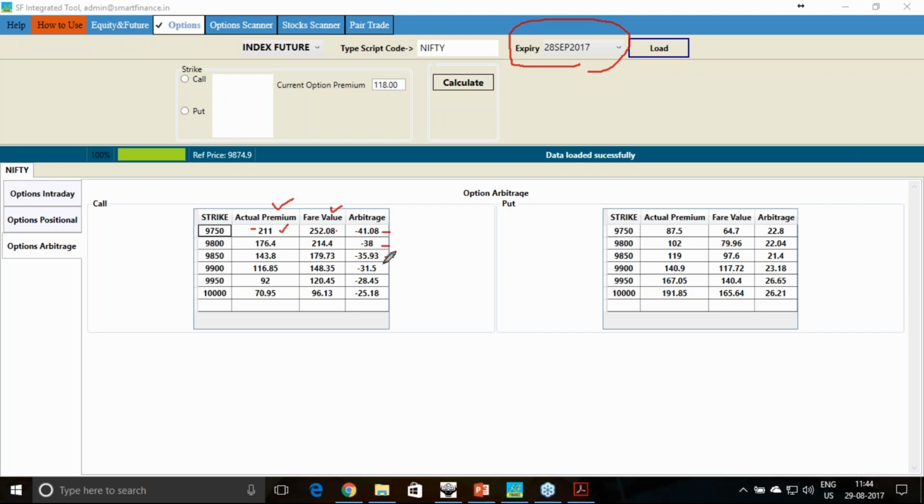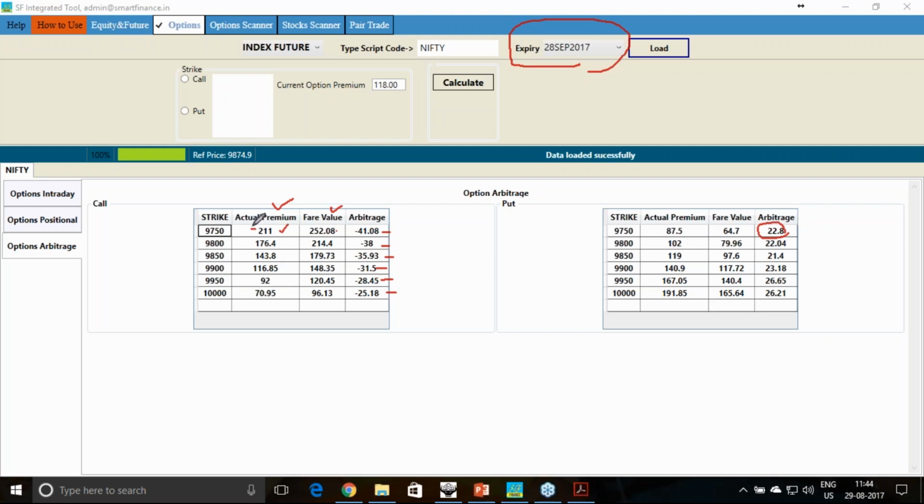38 rupees lesser, 35 rupees lesser, 31 rupees lesser. So these call options are trading lesser as compared to their fair value. However, the put options are trading in excess of their fair value, 22 rupees, 25 rupees excess value. So this says that there is an arbitrage opportunity.